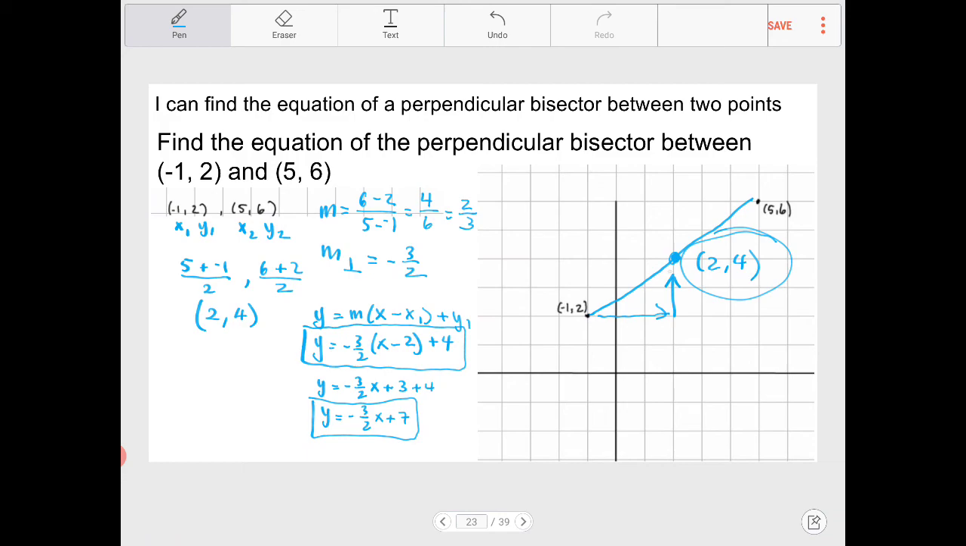And how do I draw this, you may wonder? Well, it just looks like this. That's a perpendicular bisector.